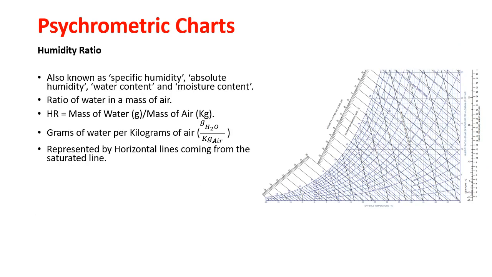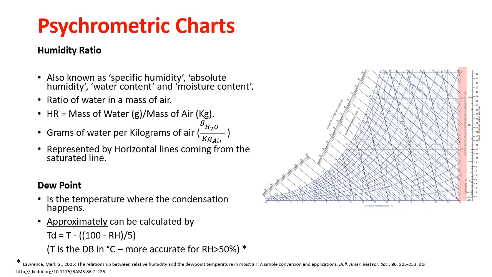Now, let's explore additional elements depicted on the psychrometric chart. Humidity ratio, HR, also referred to as specific humidity, absolute humidity, water content, or WC, or moisture content, or MC, is the ratio of water present in a mass of air. It's calculated as the mass of water, in grams, per kilogram of dry air. On the chart, HR is represented by horizontal lines originating from the saturated line. On this chart, you can read the moisture content measurements here.